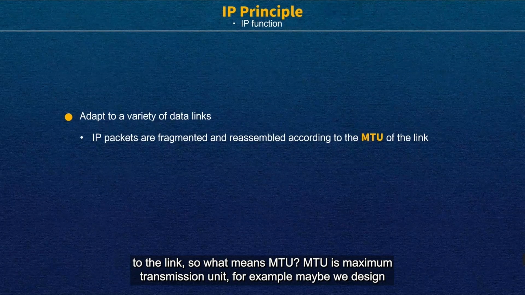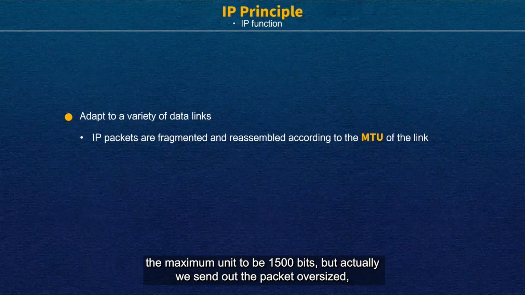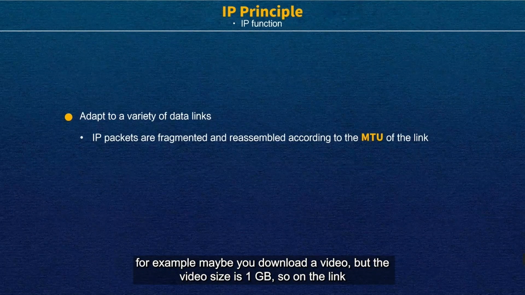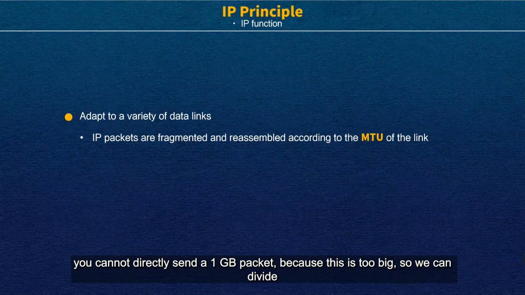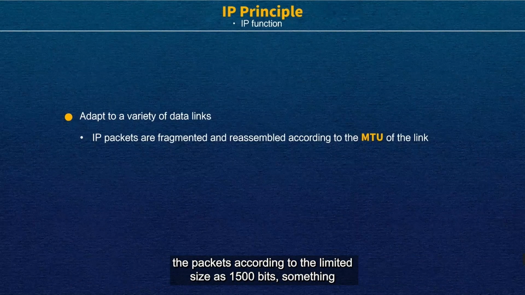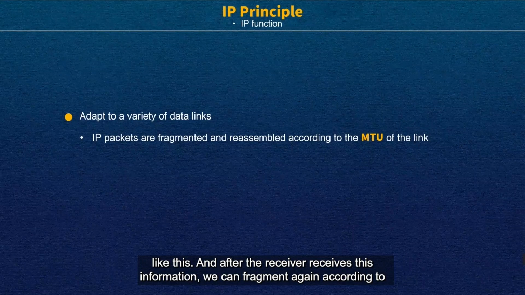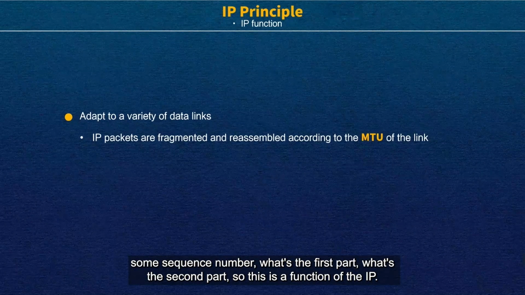For example, maybe we design the maximum unit as 1500 bytes, but actually the package we send out is oversized. For example, maybe you download a video, but the video's total size is 1 GB. On the link, you cannot directly send a 1 GB package because this is too big. So we divide it into different packets according to the limit size, 1500 bytes and 1500 bytes, something like this. After the receiver receives this information, it reassembles according to the sequence number. What's the first part? What's the second part? So this is a function of IP.